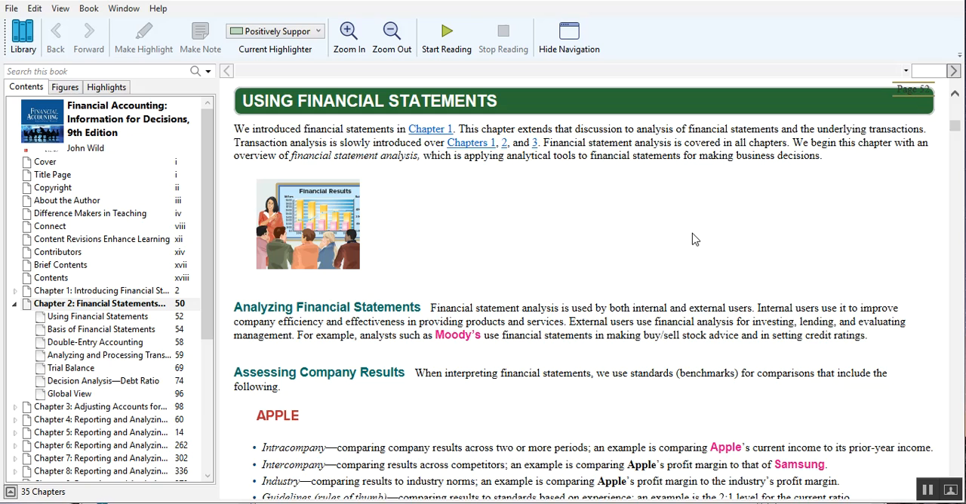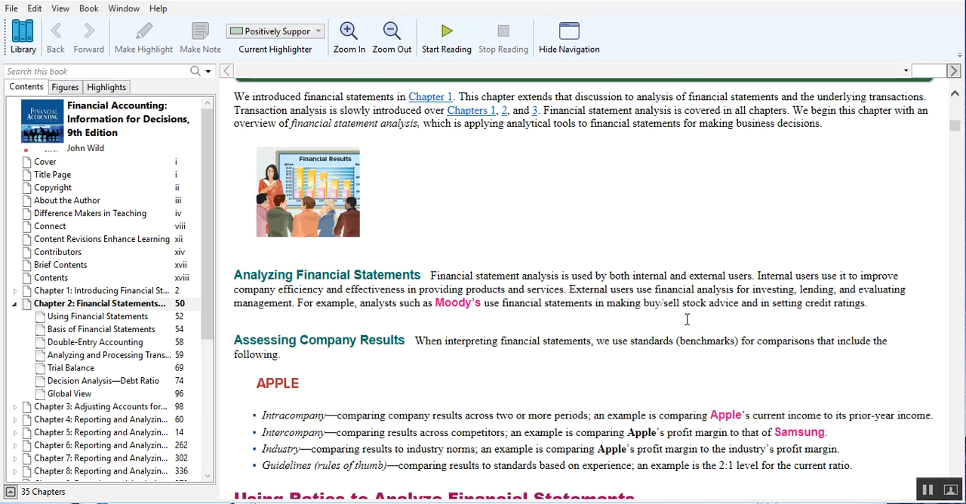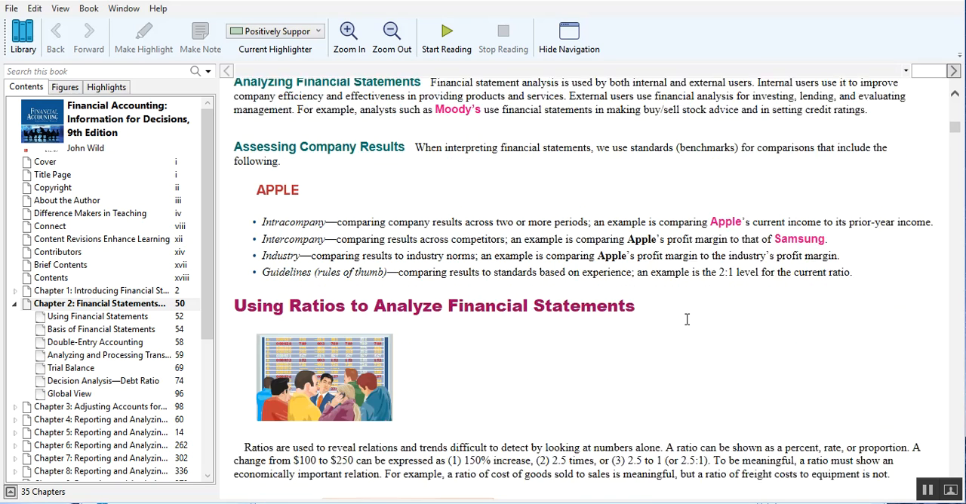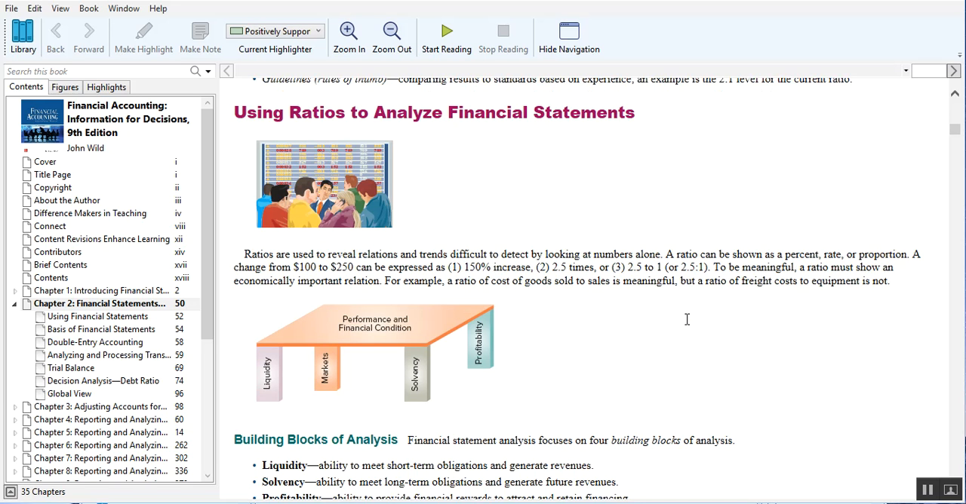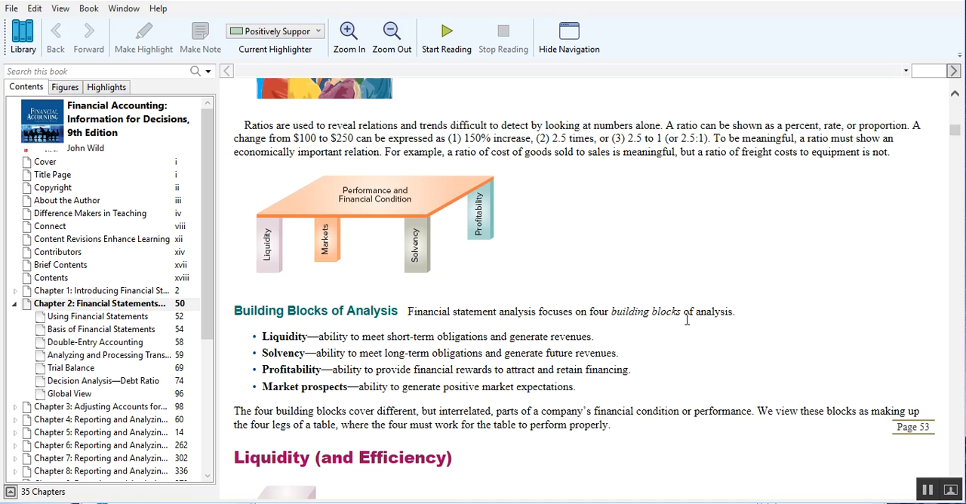In this chapter, we're going to be talking about what the financial statements are, who uses them, and so forth. There are many ratios that we'll use within financial statement analysis to figure out exactly how a business is doing and what they're doing. So when we talk about ratios, usually they break into one of these four categories.